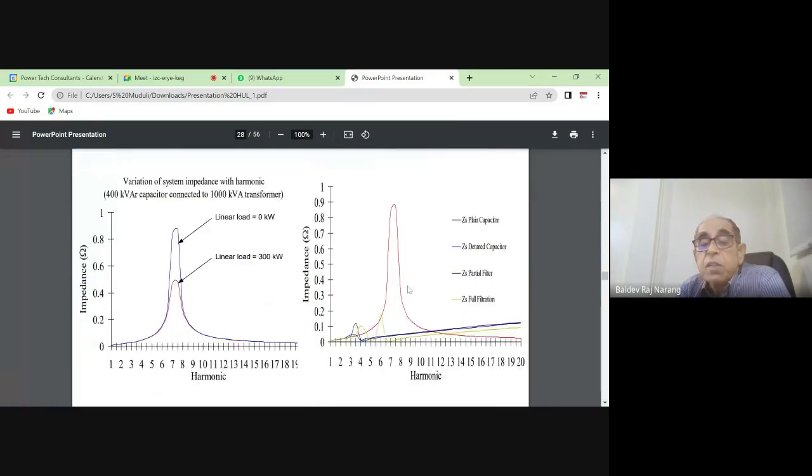But if the harmonic spectrum is very odd, and there are other harmonics also, third is also there, 11th, 13th is there, and the harmonic values are also very high, then maybe we can prefer a hybrid system where passive can do the major job of 5th and 7th, and then whatever is left out, fine correction can be done with the active filter.